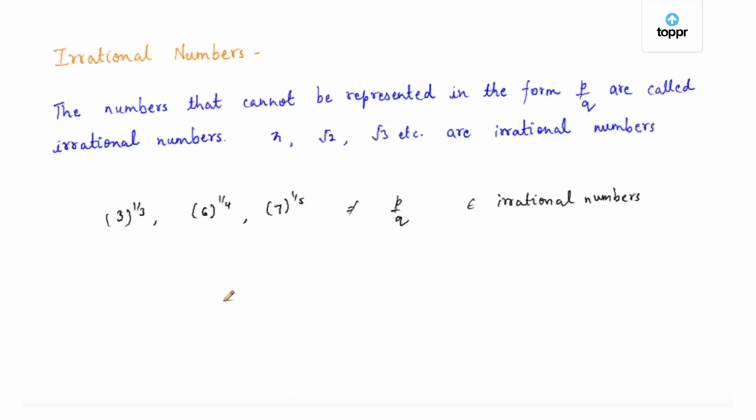Rational and irrational numbers together form the real numbers. Since every real number is represented on a real number line, irrational numbers also have a unique point on the number line. Let us now locate some of the irrational numbers on the number line.